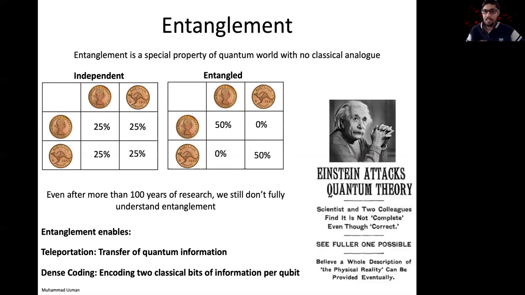Remember that magical thing in Star Wars movies where you have a person standing in one place and then all of a sudden disappearing and appearing in a second place? That's teleportation. You can do that by entanglement. You can move things from one place to another. With dense coding, you can have two classical bits of information stored in one qubit. So you can encode much more information in a much smaller amount of memory space.